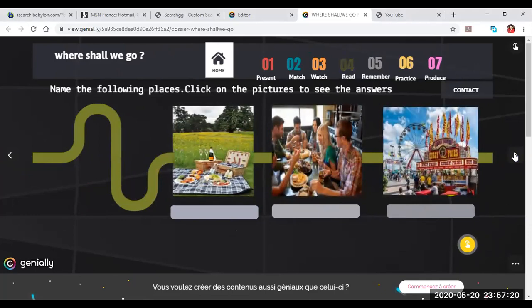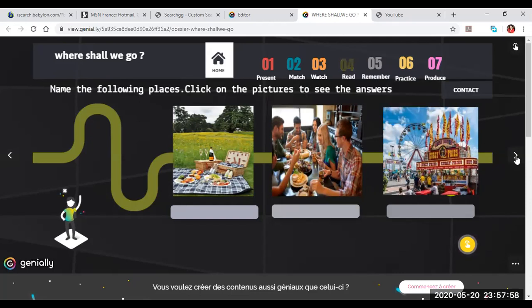Right, to start with, you are going to name the following places. After that, you click on the pictures to see the answers. Go ahead, guys, pause the video, take your notebook and pen, and start writing what you think these pictures represent or stand for. Once you're done, you can click on the pictures to see the answers. This is a picnic, eating out, the fun fair.